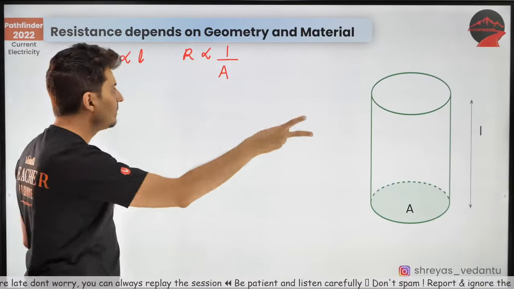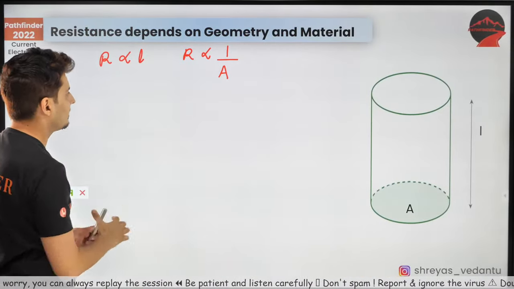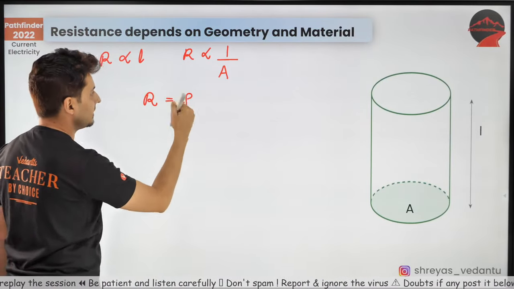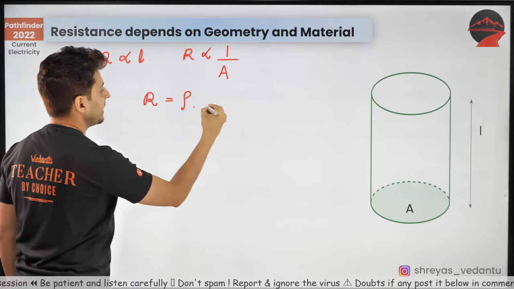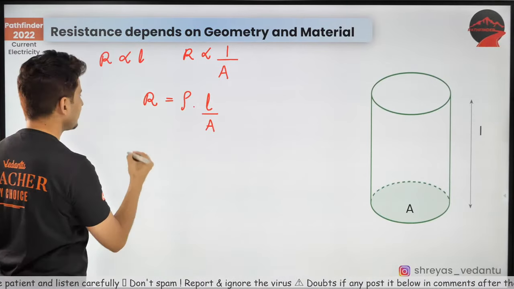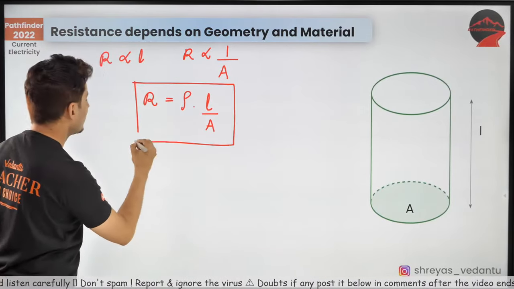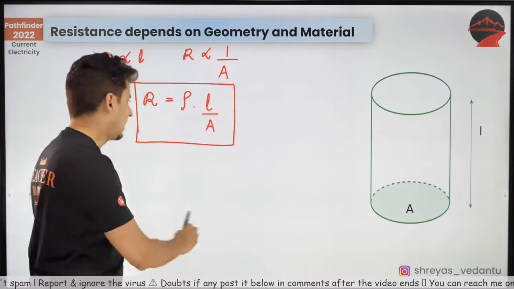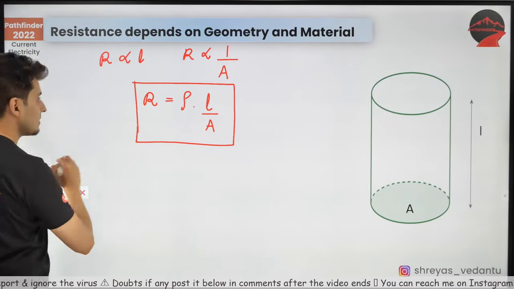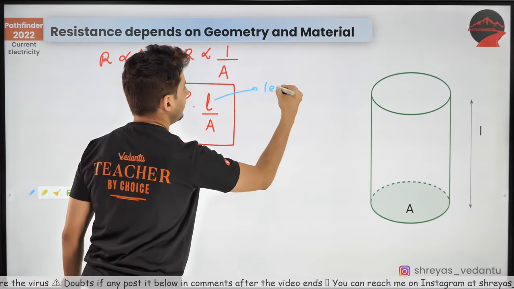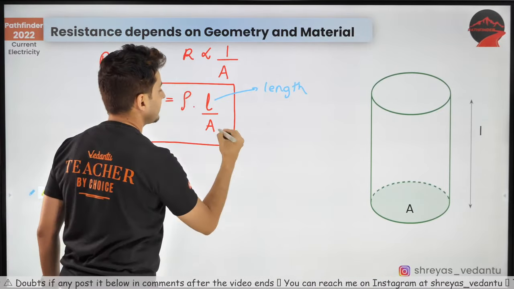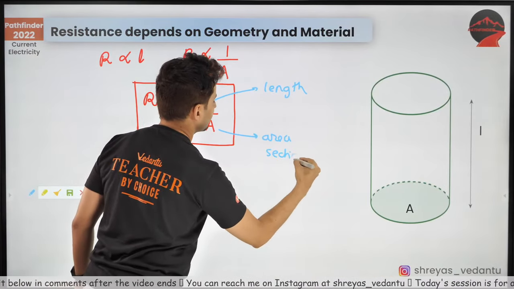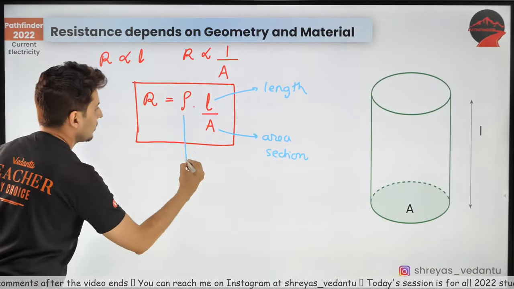Now, when you combine both these results into one single thing, it looks like this. R is equal to a constant, which is nothing but rho, into L divided by A. This is the formula for resistance. R is rho L by A. L is length. I'll just mention it over here. This is the length, and this is the area of that section, like I've shown over here.